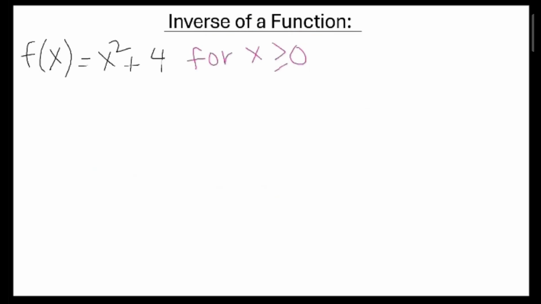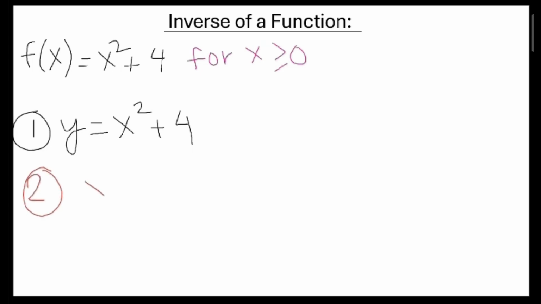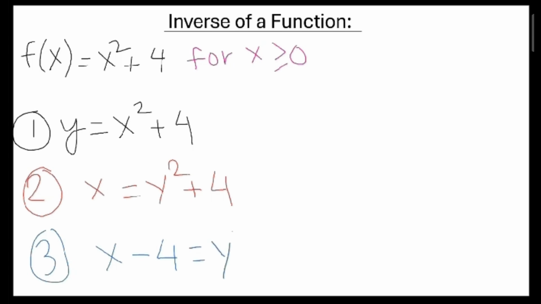This is the last problem for today, and we will use the same 4 steps to solve this problem as well. Our first step is to replace f of x by y. After replacing f of x by y, we get y equals x squared plus 4. In step 2, we interchange our x and y and we get x equals y squared plus 4. In step 3, we will solve for y. So we take the entire equation, subtract 4 from each side, and we get x minus 4 equals y squared.